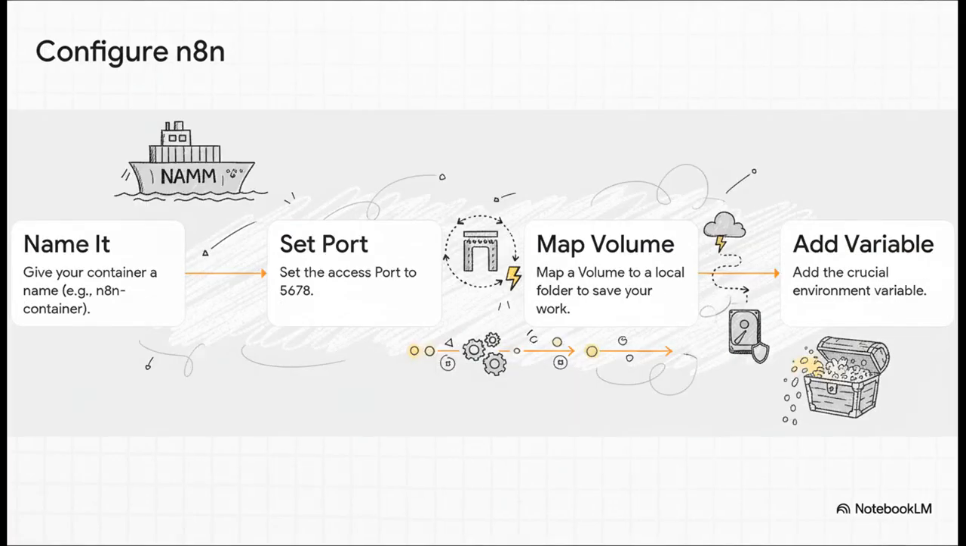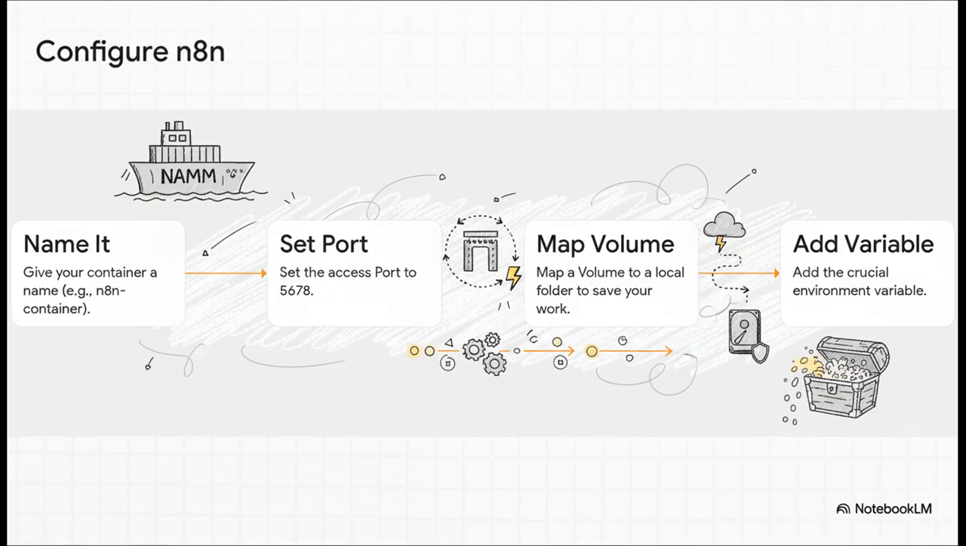Now, before n8n actually starts, there are a few really quick but super important settings to tweak. First, give your container a simple name, something like n8n container. Then you'll need to set the port to 5678. That's how you'll access it in your web browser. Now, this next one is critical. You have to map a volume to a local folder on your computer. This makes sure all your hard work, all your workflows are saved even if you stop the container.